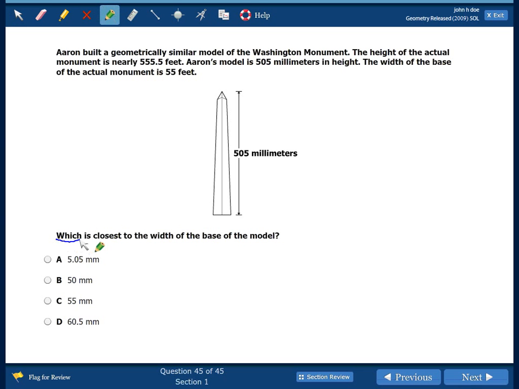It says, which is closest to the width of the base of the model? In order to do this, we're going to need to read the problem above. We can't just get away with looking at the picture because it's not going to help us. It says Aaron built a geometrically similar model to the Washington Monument. The key piece of information there is that it's a similar model. We have the actual monument, we have the height, and we have the width, and so we have the height and we have the model.